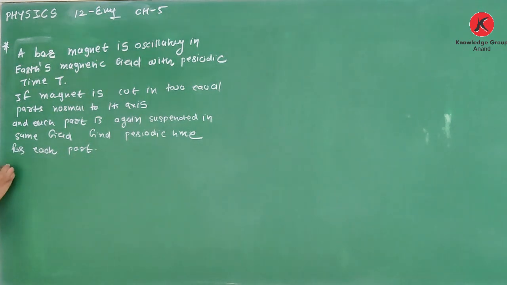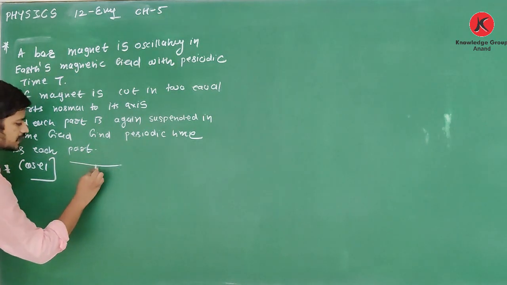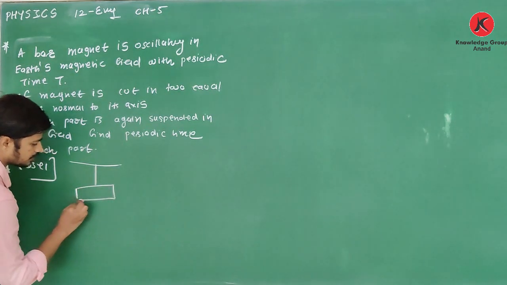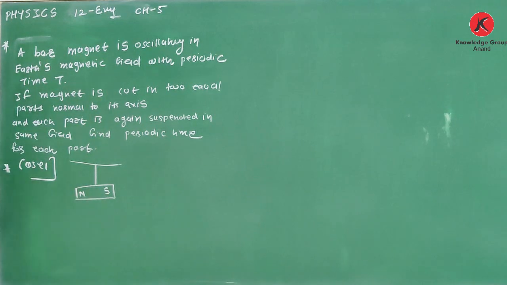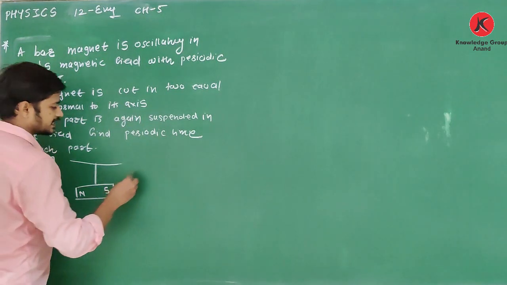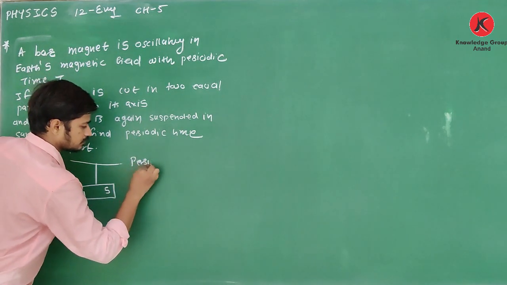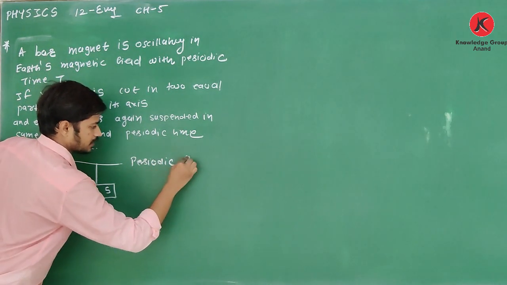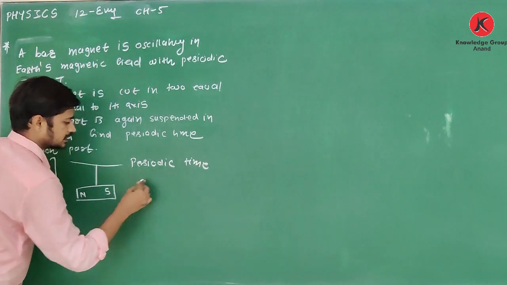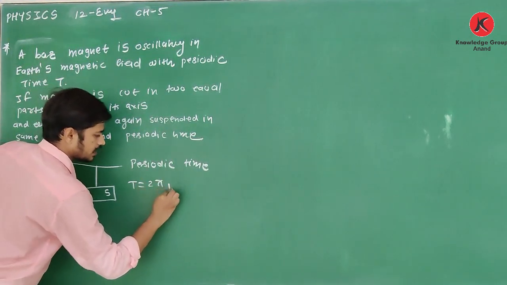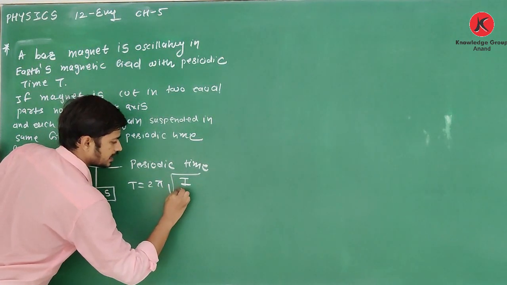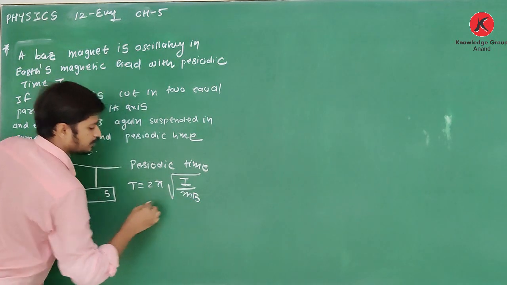First, case 1. You are given a bar magnet which is oscillating in Earth's magnetic field. So what is the periodic time for this? The periodic time T is equal to 2π under root I upon M.